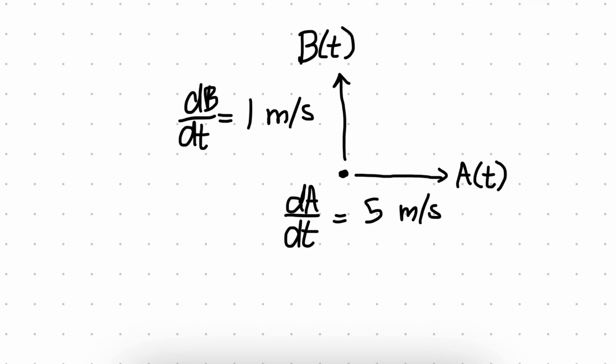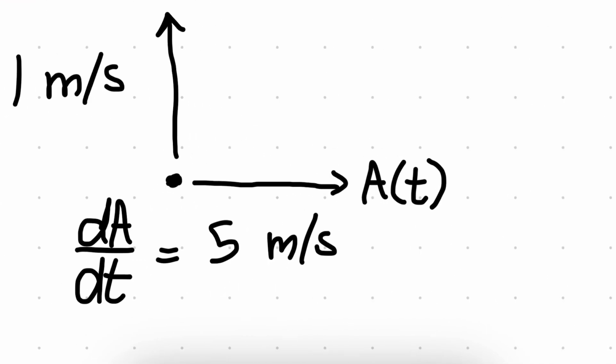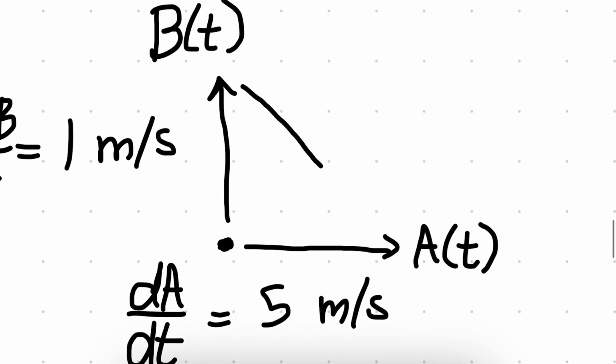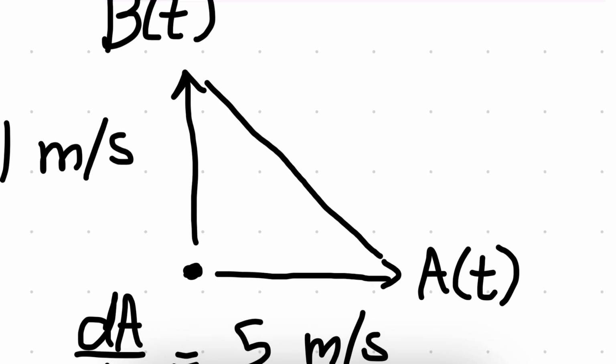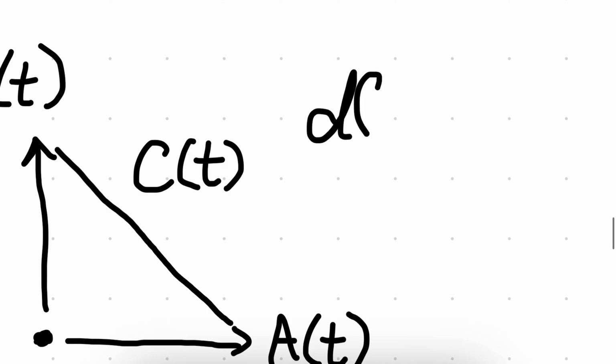So the goal of the problem now is to find out how fast they are separating from each other. Not with respect to the starting point, but from each other. So I'm going to call this c of t. So what is dC dt?